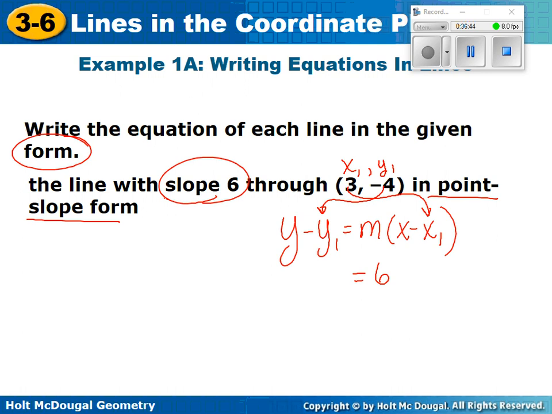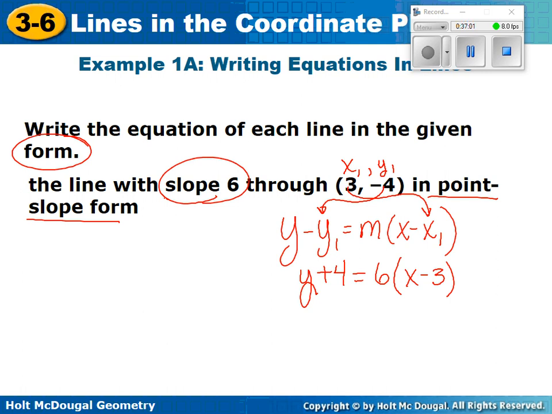So it's going to be y minus, and then we're going to plug in a negative 4. So what is minus a negative? Plus. So this becomes y plus 4 equals 6 times x minus 3. You leave it in that form.